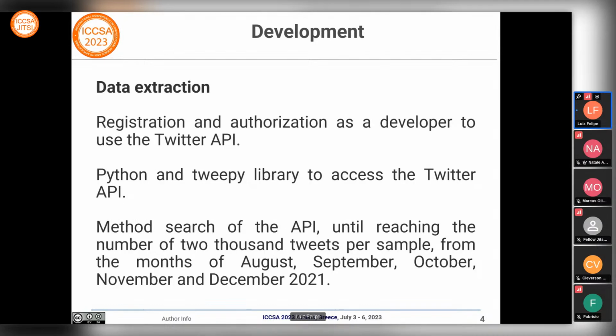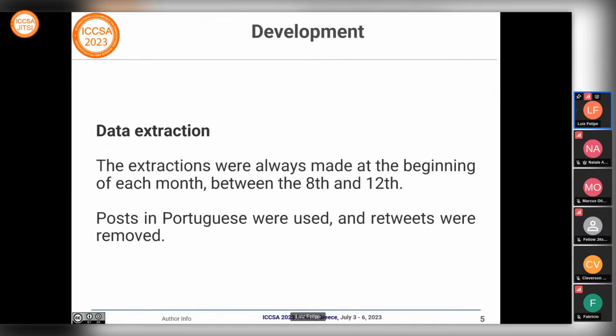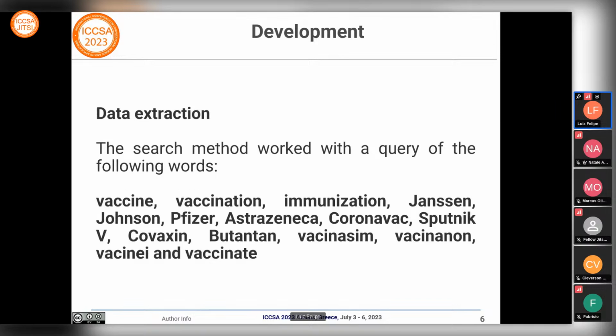After obtaining developer authorization from the Twitter API, the appropriate libraries were used to collect 2,000 tweets per sample from August to December 2021. The data extractions were done at the beginning of each month between the 8th and 12th day, considering the posts in Portuguese and disregarding retweets. The search was performed using the following terms.